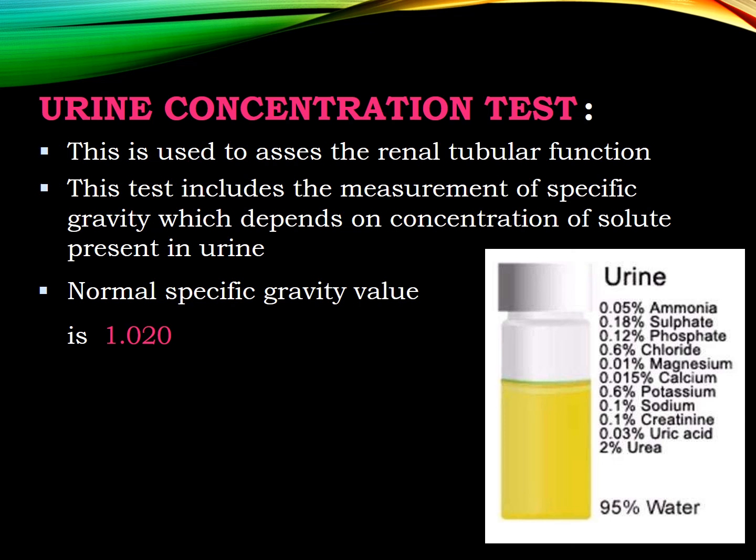And the specific gravity which will be determined by this urine concentration test increases due to dehydration, fever, vomiting, diarrhea, congestive heart failure, and diabetes mellitus. And also the specific gravity decreases due to diabetes insipidus. So the specific gravity will determine which part of the renal tubular function is damaged. So here is the urine concentration test which is used to determine the renal tubular function.